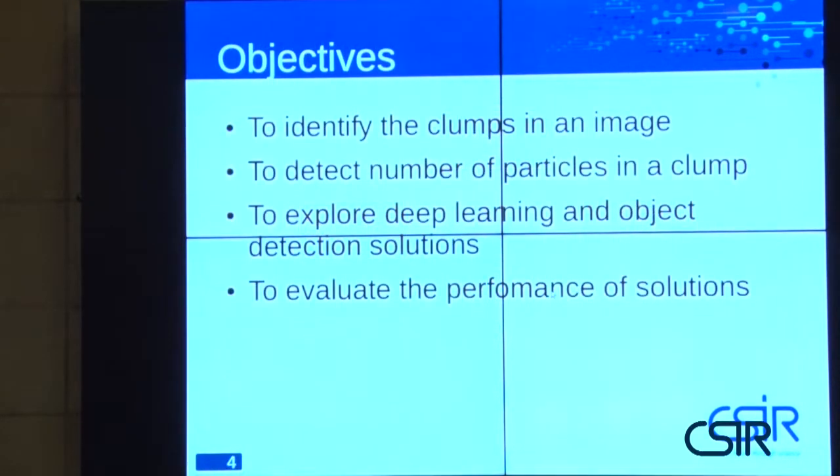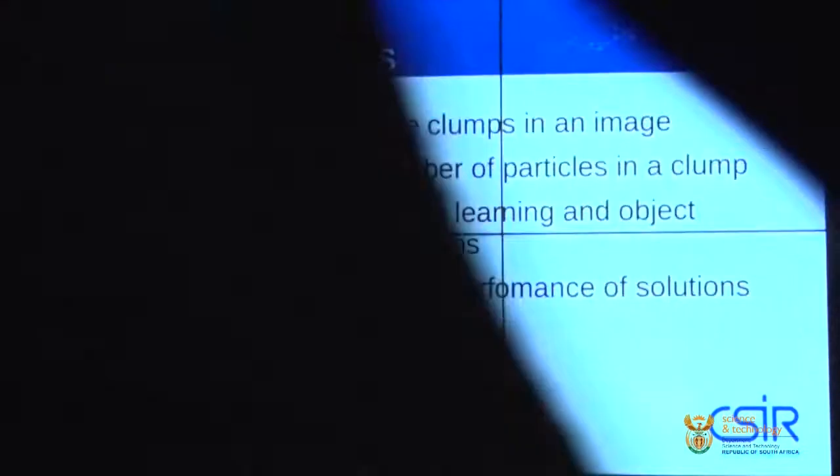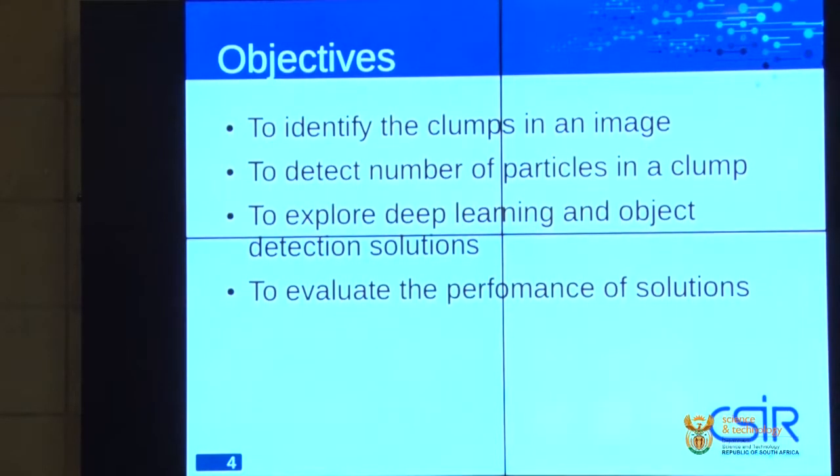So the objectives of our project were to identify the clumps in the image. In a few seconds you'll see the image. It has certain particles. Our task is to identify the clumps. The secondary task is to detect the number of particles in a clump, and then see if we can employ deep learning algorithms or object detection solutions to these problems.